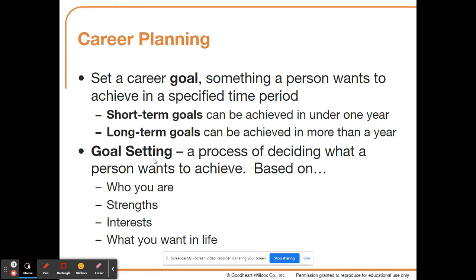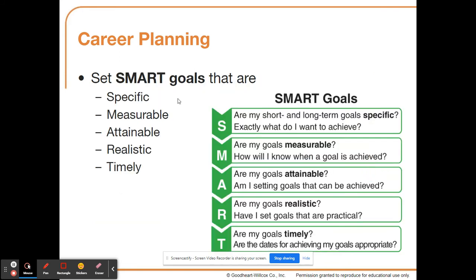So, when you are setting goals, and goal setting is a process of deciding what a person wants to achieve, this is going to be based on who you are, your strengths, interests, and what you want in life. And so, these are things that you should start pondering as you're starting to move on to college and choosing a career path that you want to go on.